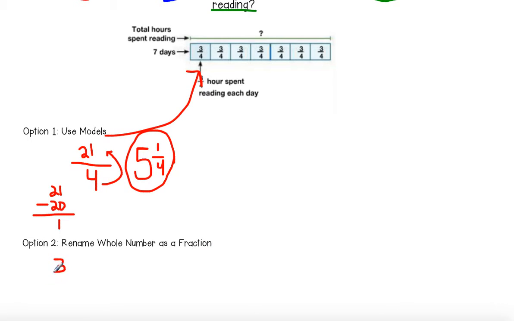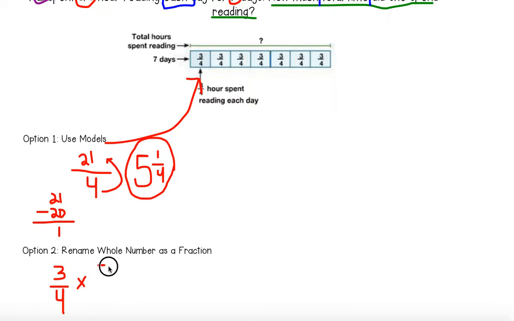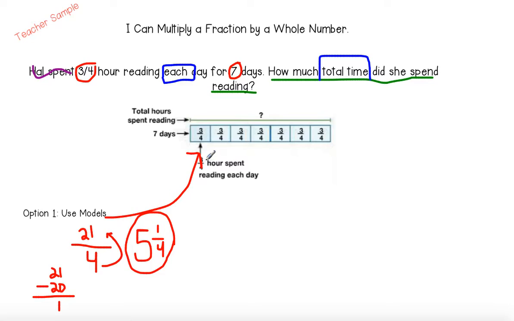So we know that Hal read 3/4 of an hour each day. So there's my first number. And I'm going to multiply that by 7 because that's how many days of the week that he read. And we're trying to figure out how much he read in all.